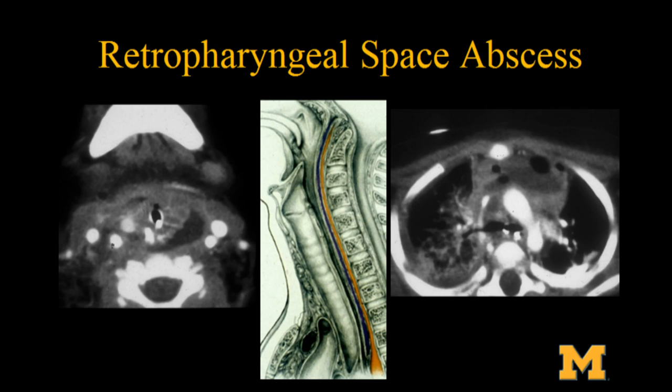We have this space right here in purple, which is the retropharyngeal space. And for extra credit, anybody remember the name of this orange space that extends all the way down through the diaphragm into the abdomen? Any remember that? Danger space, exactly right. That's the danger space.